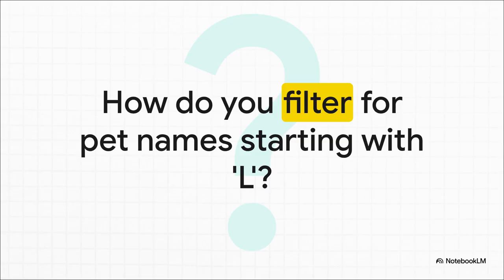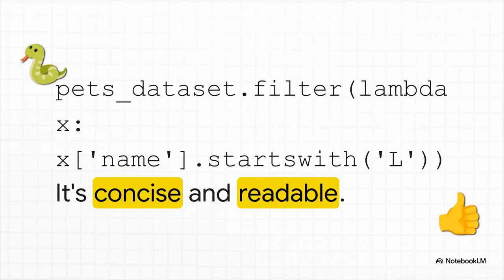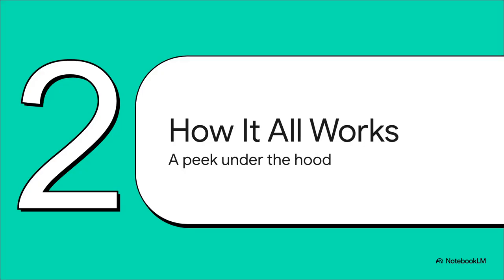Let's move on to a classic everyday task, filtering. Imagine you've got this data set of pets, and you only want to see the ones whose names start with the letter L. What's the cleanest, most Pythonic way to do that? And this is where the library just feels so elegant. You can use a simple lambda, a tiny one-line anonymous function, right inside the .filter method. It keeps your code super concise and easy to read. And hey, if your logic gets more complicated, no problem. You can just pass in a regular, fully defined function instead. It's incredibly powerful.